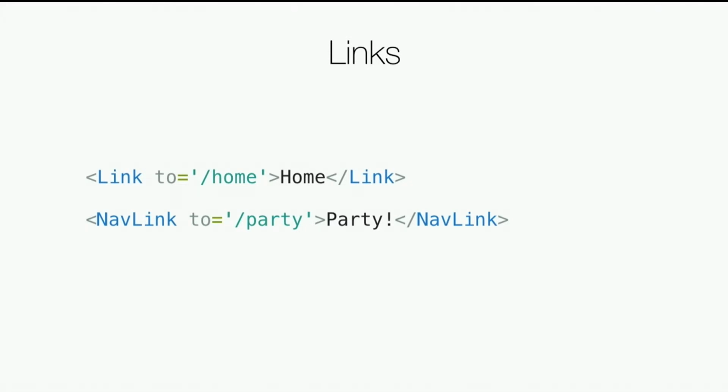NavLink is very, very similar as far as the final product looks. It looks exactly the same as a Link. The difference is a NavLink is a little bit smarter, so it knows when it is active. So like in this case, we have a NavLink that links to /party. So when I click on that, that's going to change my URL to mydomain.com/party. And then the NavLink is smart enough to know, hey, the URL matches /party right now. That's what I link to.